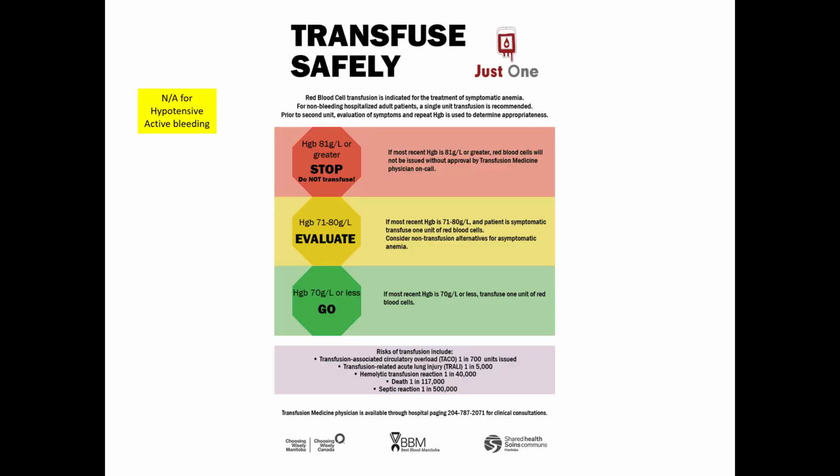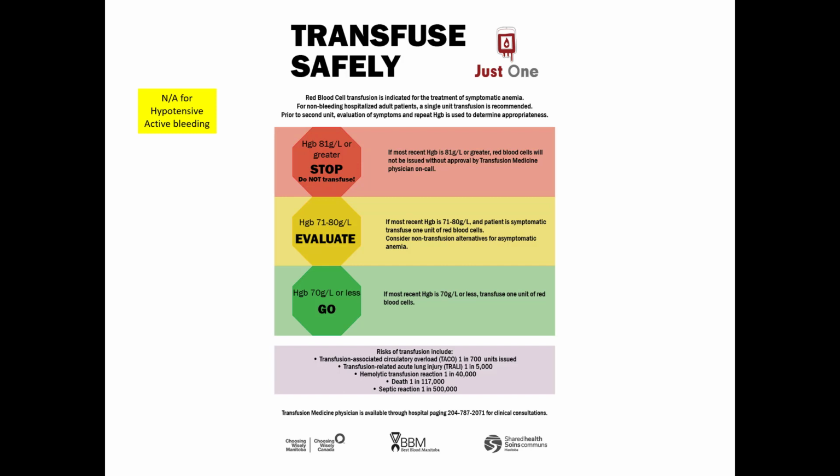Now, one of the major points with this poster that I'd like to highlight is that a restrictive transfusion strategy of 1 unit at a time is indicated for patients who are not actively bleeding and who are otherwise hemodynamically stable. So primarily for patients who are admitted to hospital who have anemia for other reasons unrelated to bleeding, this type of restrictive strategy would be appropriate.